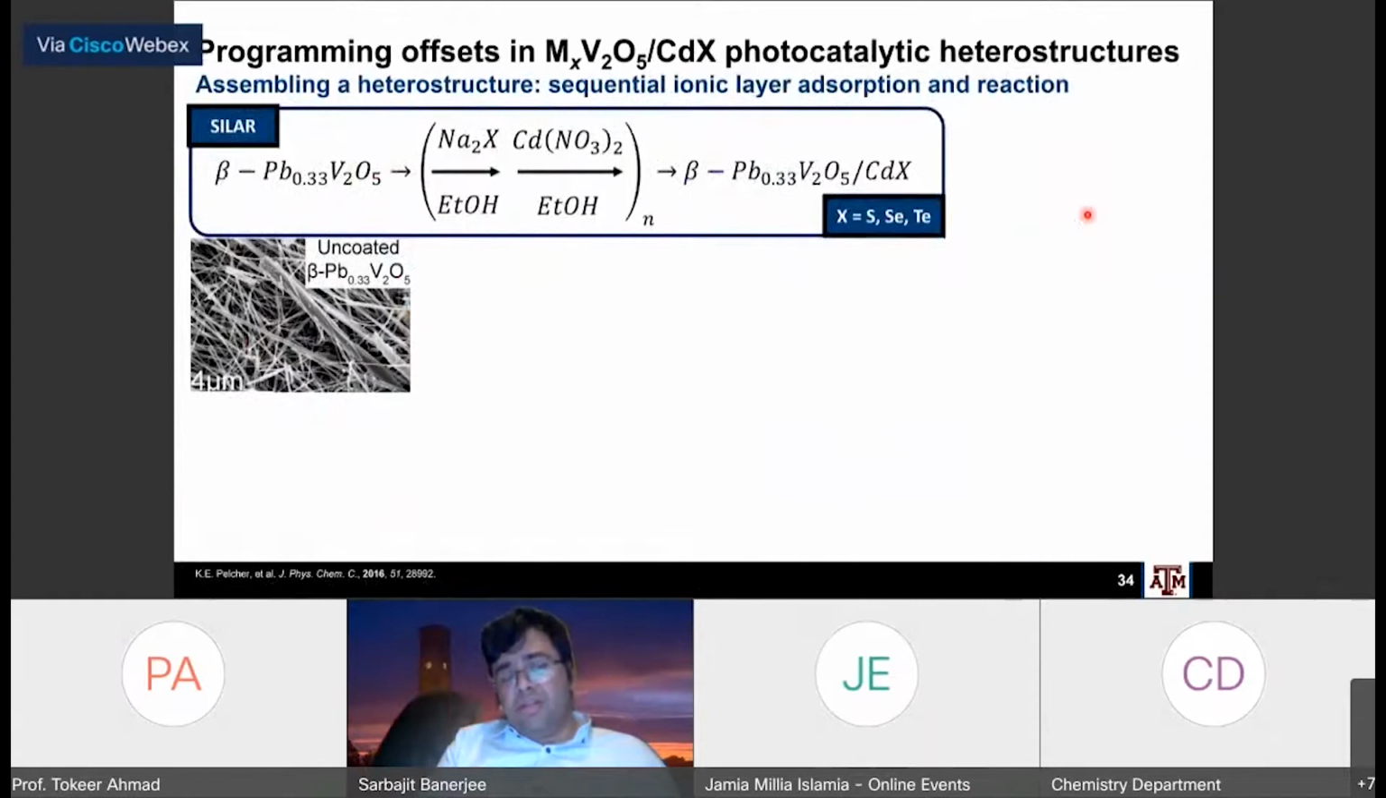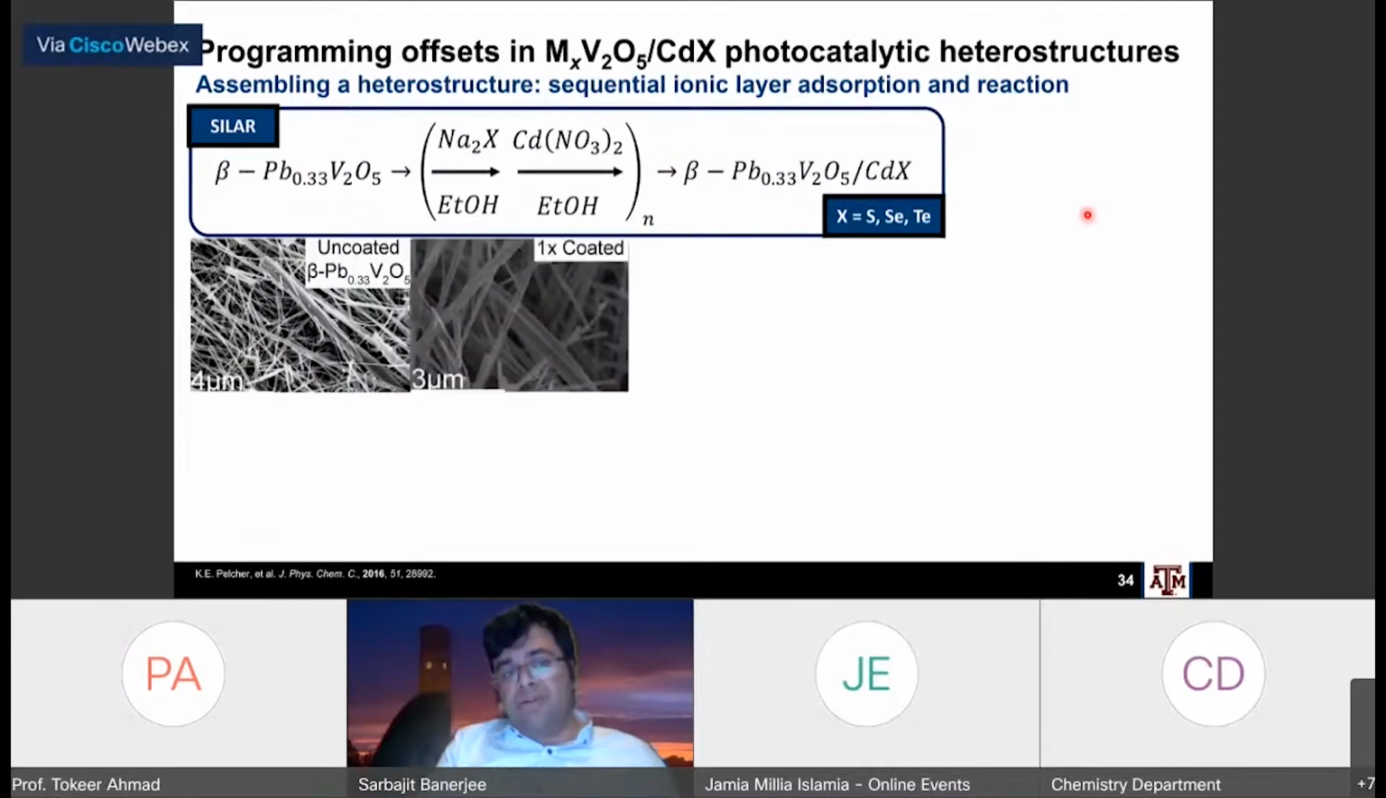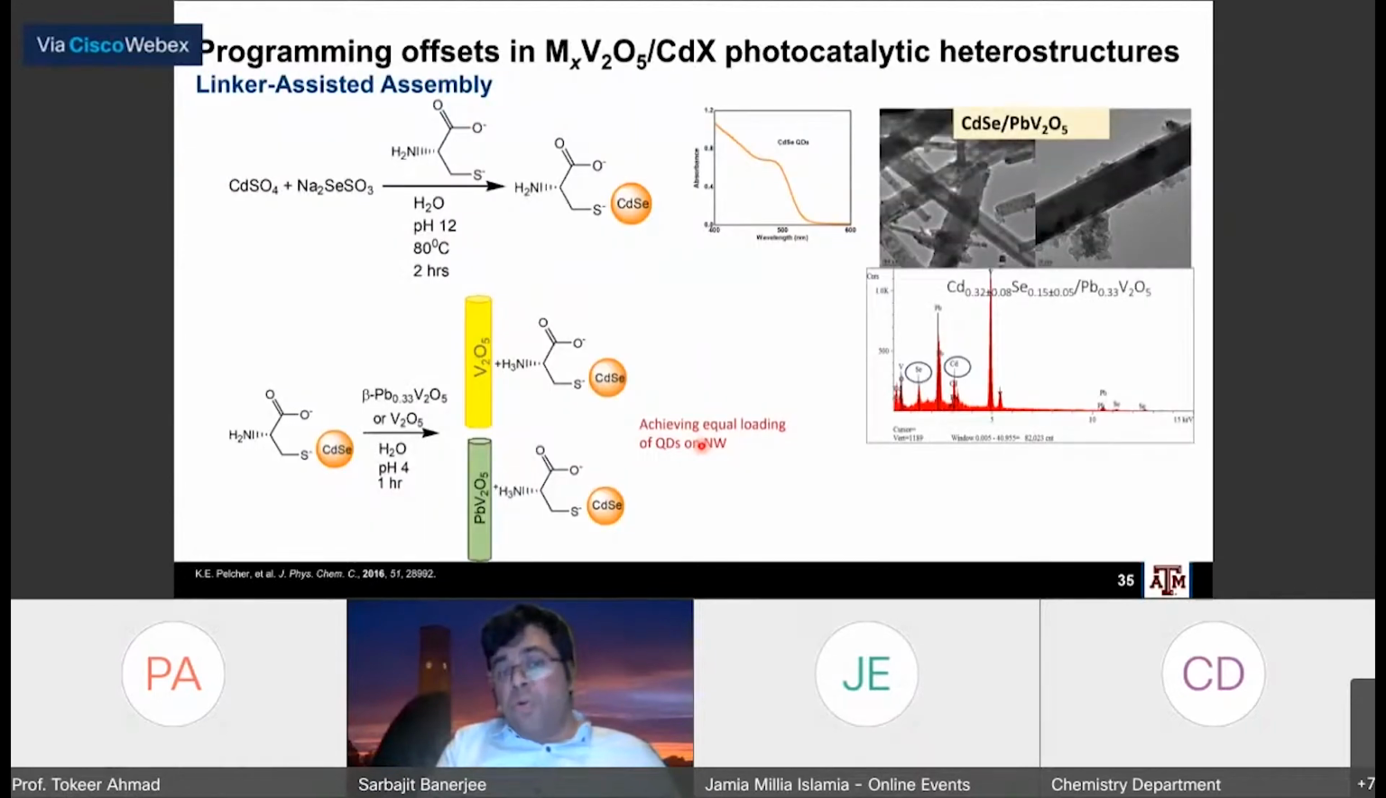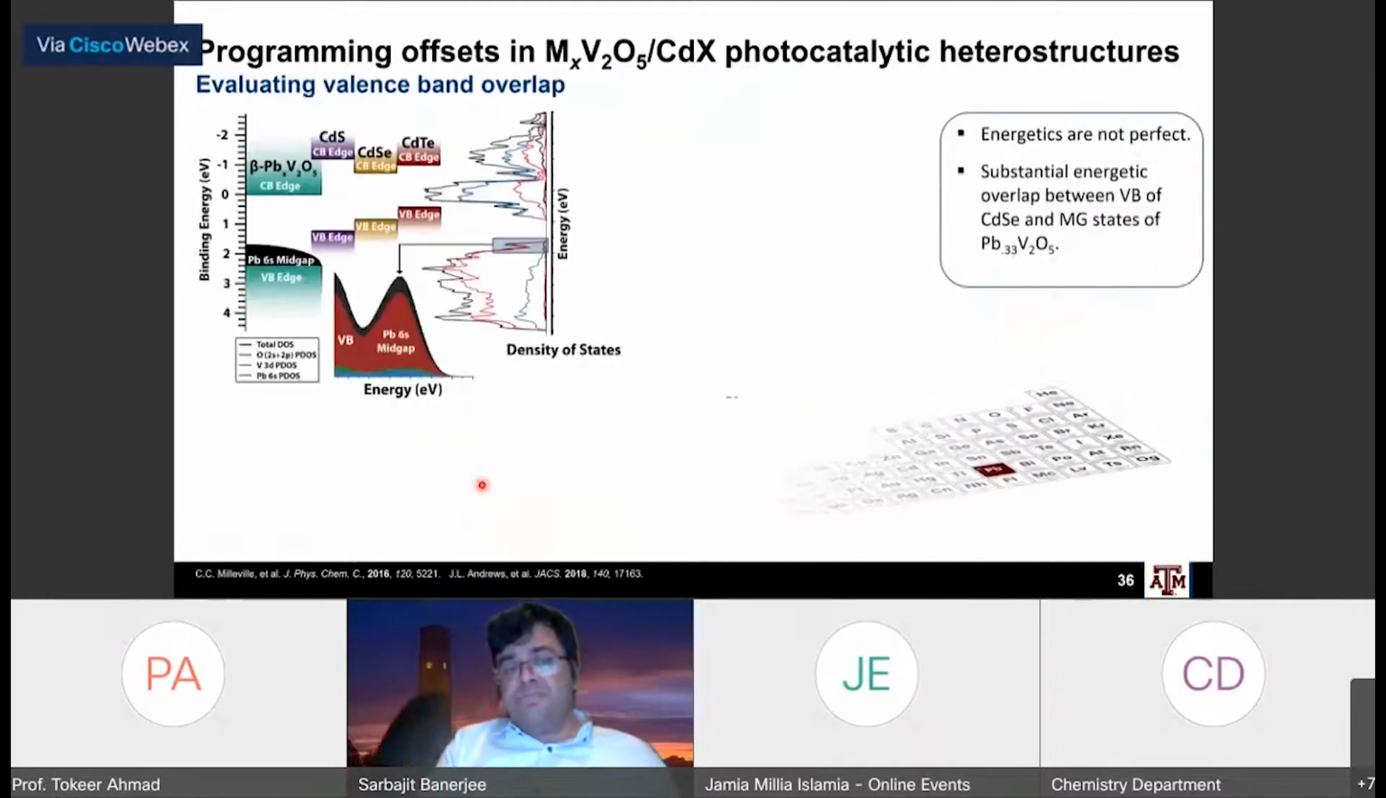So we can start putting together a heterostructure. We can do it two different ways. We can take lead V2O5 and grow quantum dots on it, and this is an example of SILAR, right? So you can see how quantum dots are now on these wires. Or we can take a little bit more sophisticated approach where we use a bifunctional linker, and we can link up the quantum dot using a molecular linker, so that the thiol moiety is bound to the quantum dot, and the ammonium moiety is bound to the nanowire.